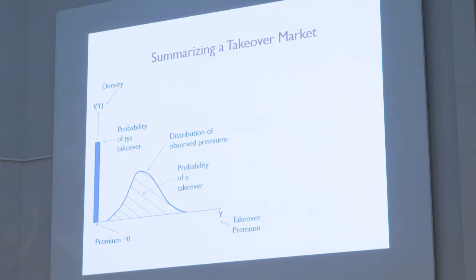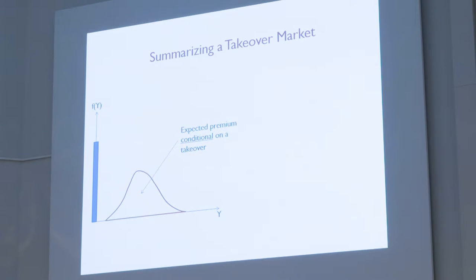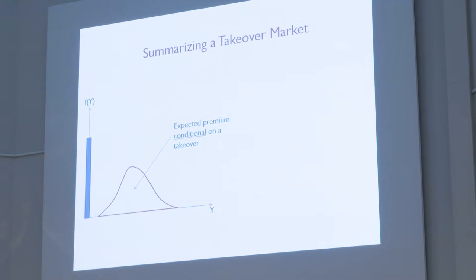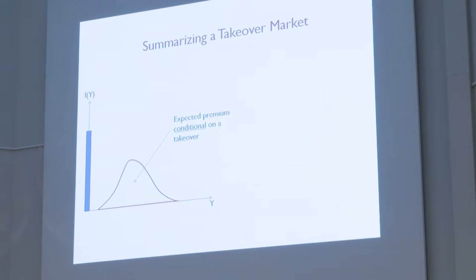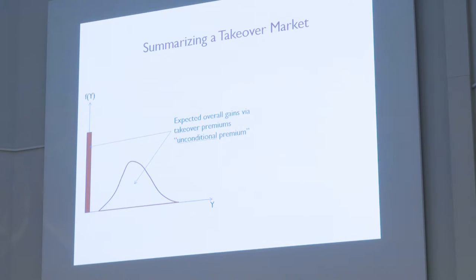Now, of course, the probability of a takeover can be measured by integrating these premiums here, or just by one minus this mass probability here. We can also measure the average premium paid for deals by just integrating this distance, this segment here, through this probability. And we can also calculate some measure of shareholder value by looking at the whole distribution, which firms get taken over and which firms don't, and which prices are paid for each of these deals. So this is what we're going to call the unconditional premium. Unconditional in the sense that it's not conditional on takeover, it includes those deals that don't happen.